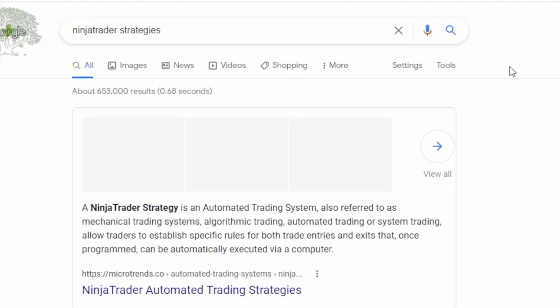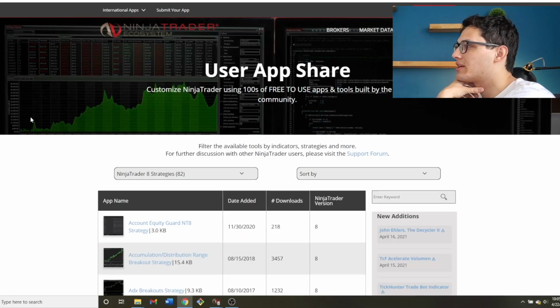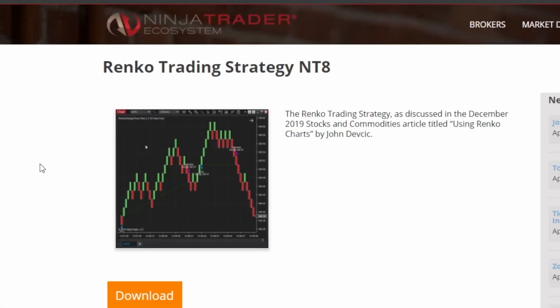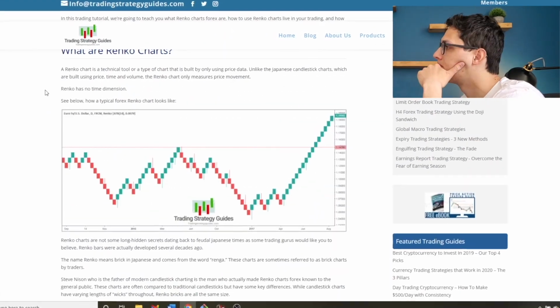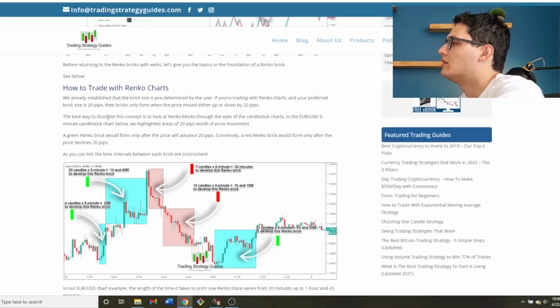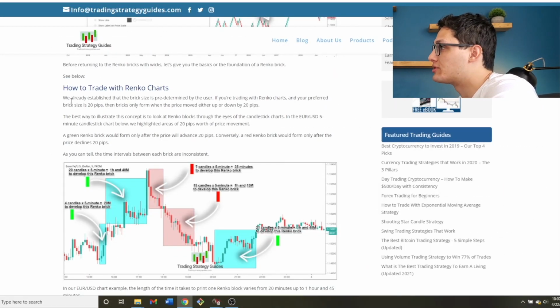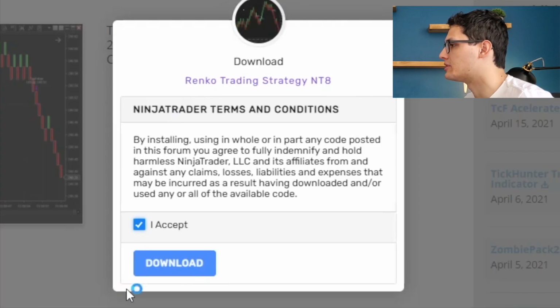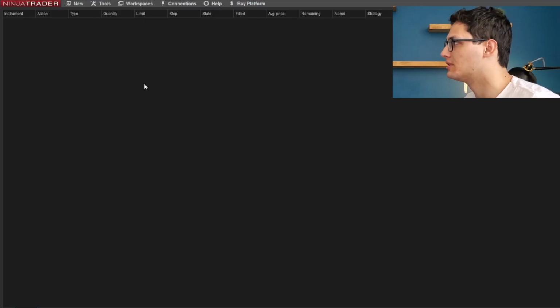So let's go find that. So this website looks like it already has a bunch of pre-built strategies, so I might look at one of these. What is the Renko strategy? Okay, so based on that 40 seconds of research I just did, I think that we can use this strategy. So let me try downloading this. Let me sign my life away. Awesome, it's imported, so let's check it out.